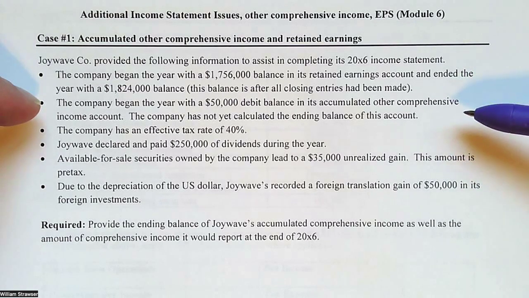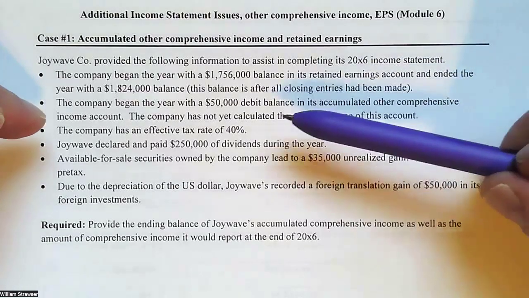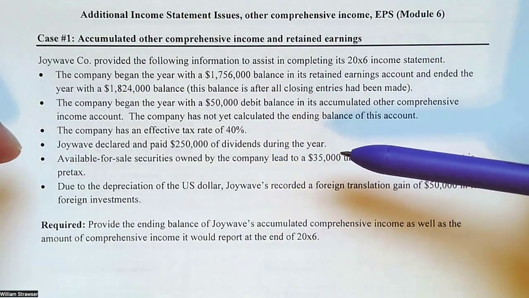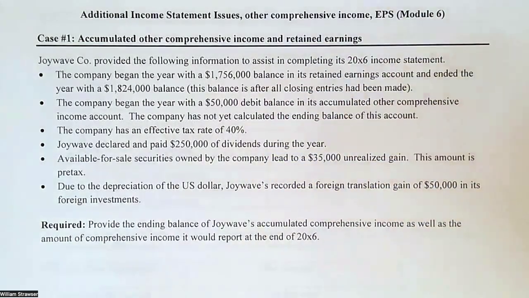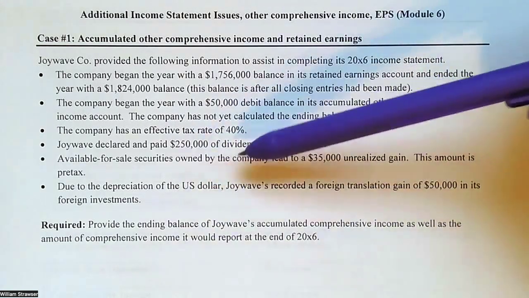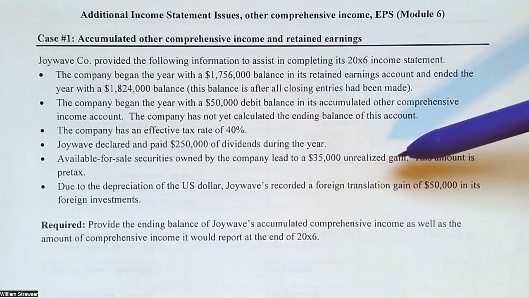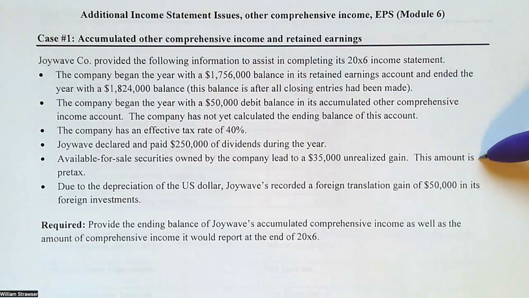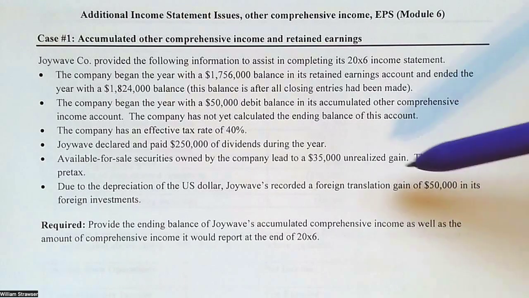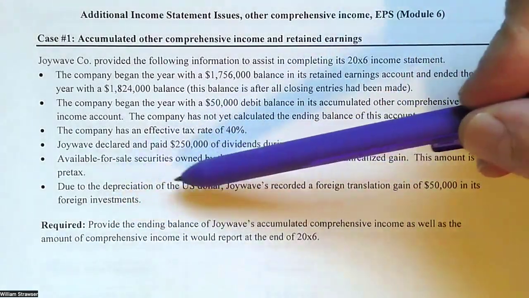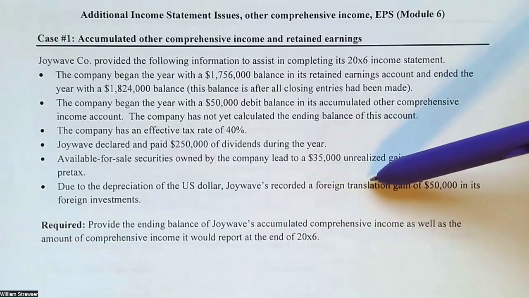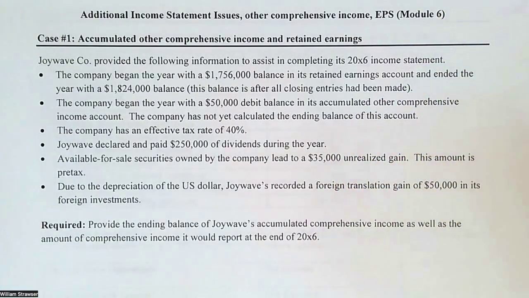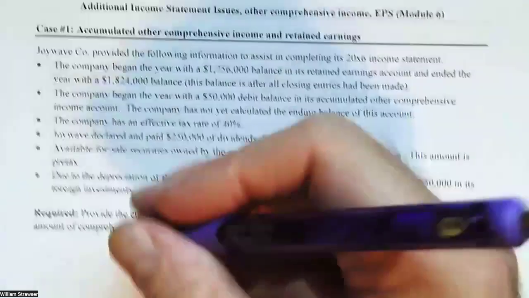Then the next piece tells us about the accumulated other comprehensive income account. It gives us a beginning balance. The next bullet is about the tax rate, which is in this case 40%. They declared and paid $250,000 of dividends during the year. And then they have 2 items: an available for sale security with an unrealized gain of 35,000. That's a pre-tax amount. And then there's a depreciation in US dollars, so there's a foreign translation gain of $50,000. And this should also be pre-tax.